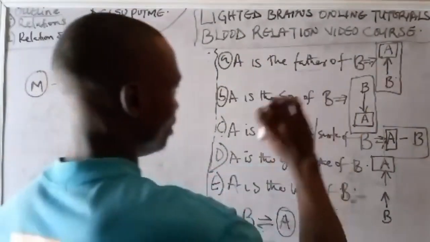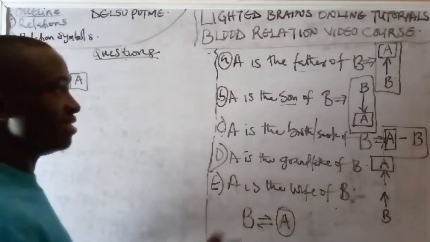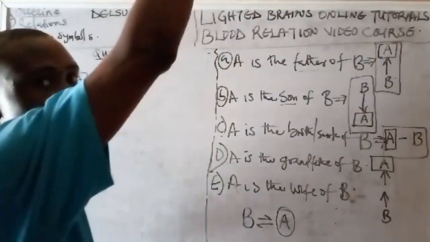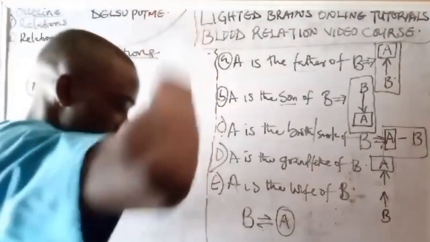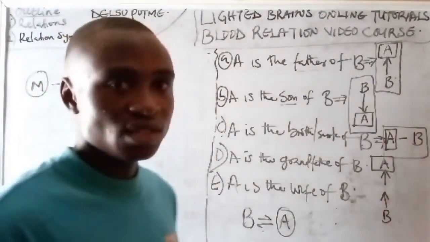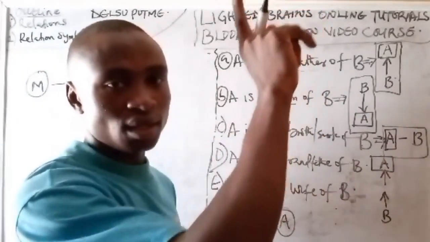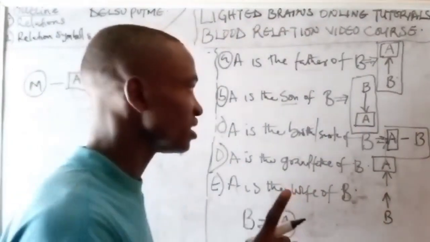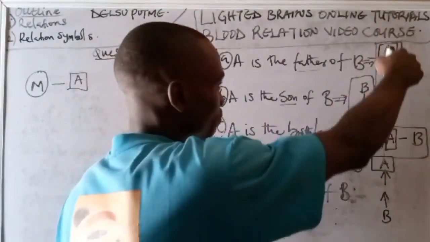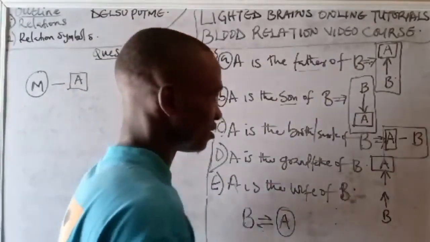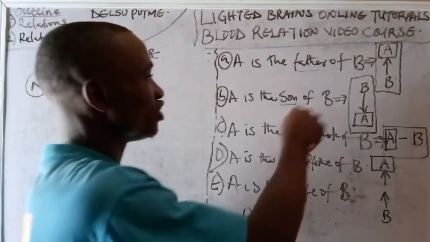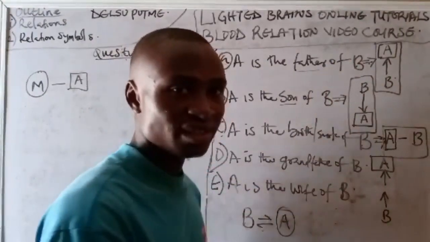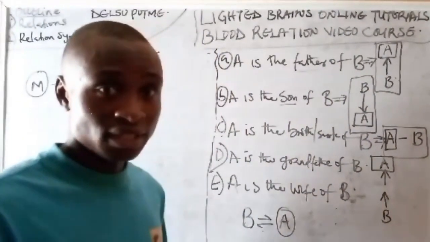So A is the father of B. A is the father. So father is on top. When they say father, the arrow is to go up. If you don't understand it like that, just use that the arrow is to go up. Do you understand now? Here, A is the father of B. A is the son of B. Do you understand? So B is either a mother or a father towards A. Son, the arrow is pointing down.